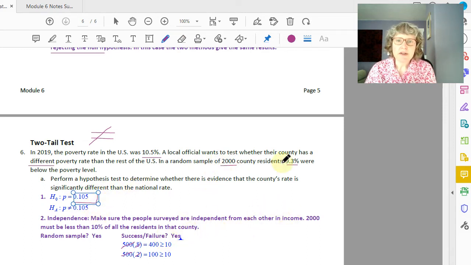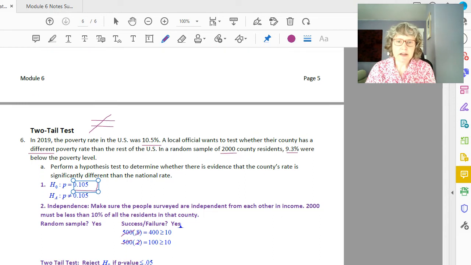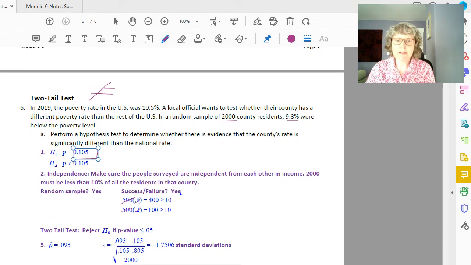And so because this is 2,000, I'm pretty sure it's going to be greater than 10. And then n times q would be 2,000 times (1 minus 0.105). Okay, so those should both be greater than or equal to 10. Luckily, I see the next part is correct.